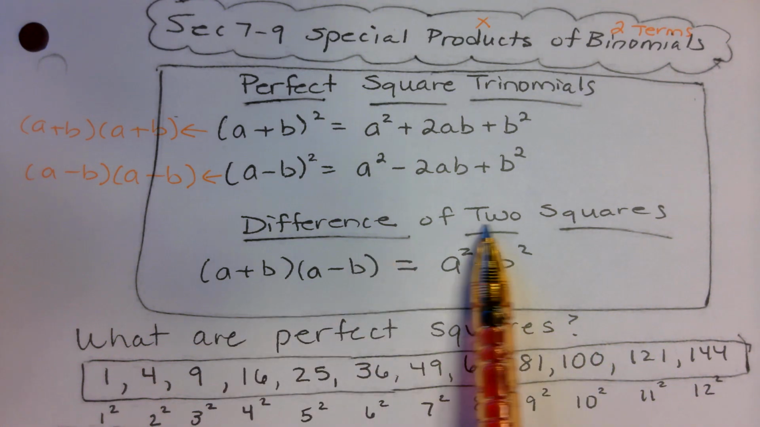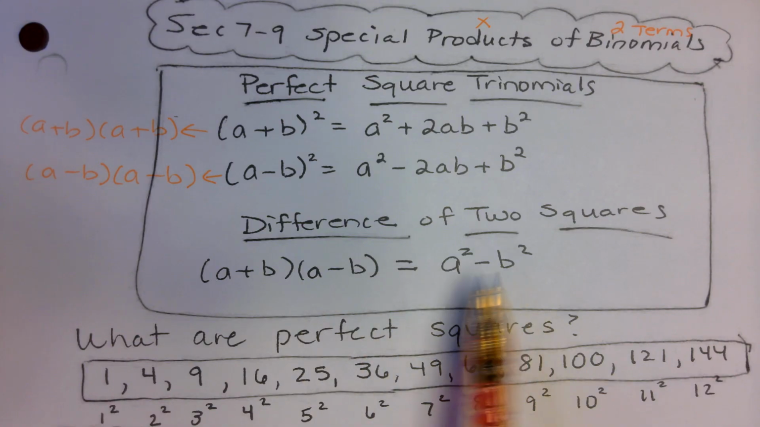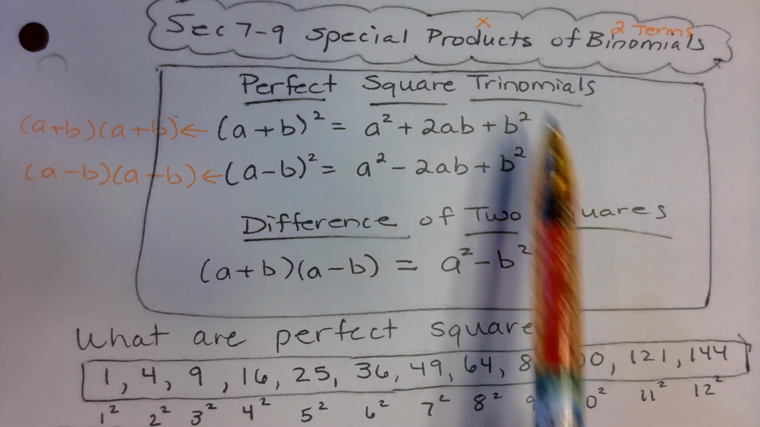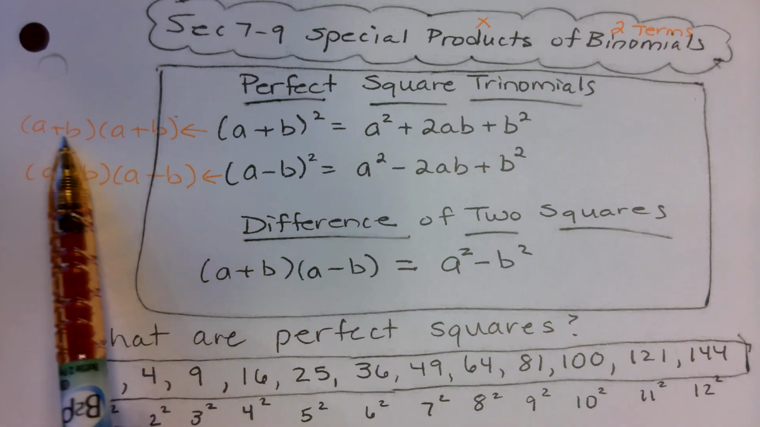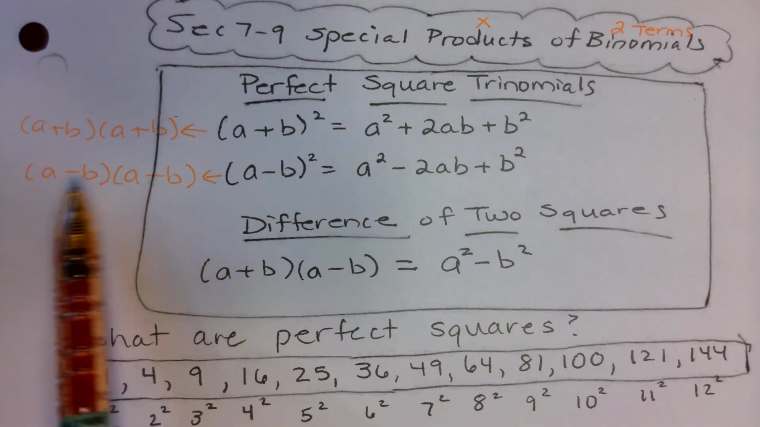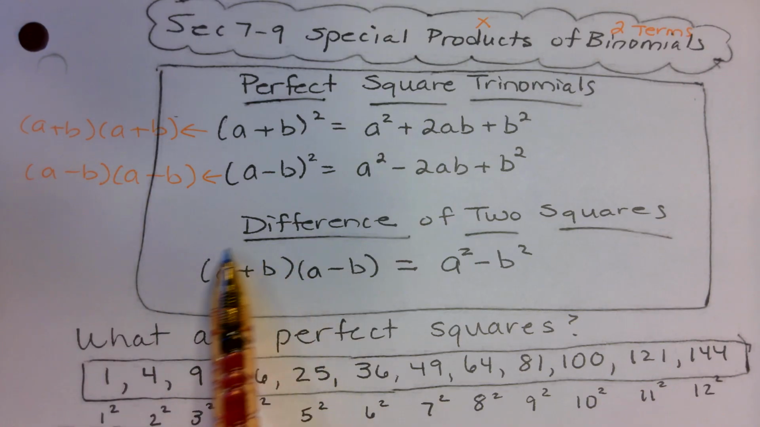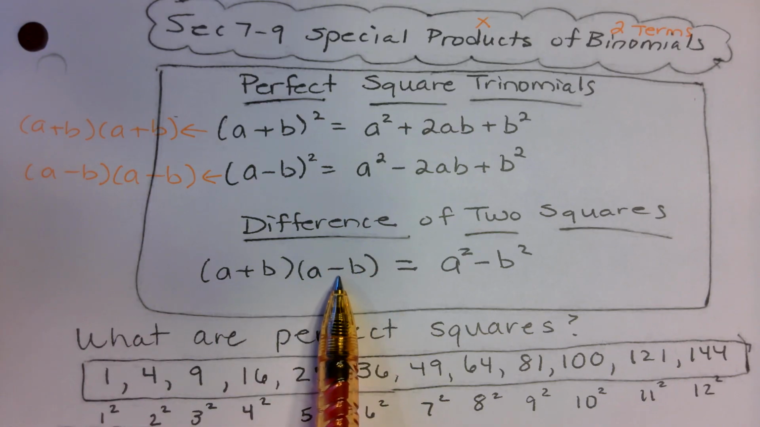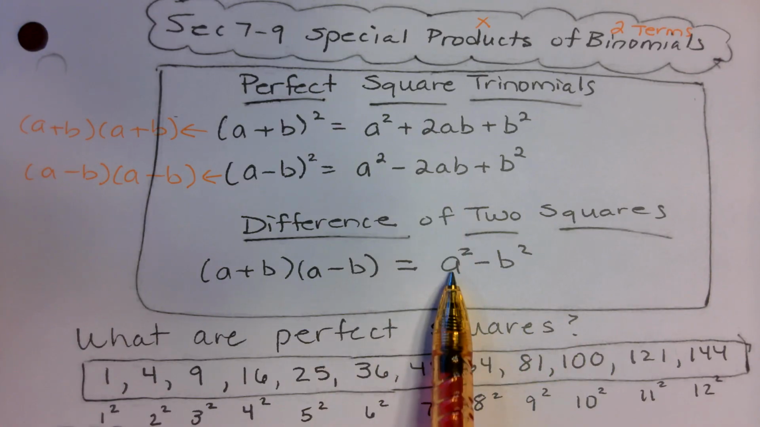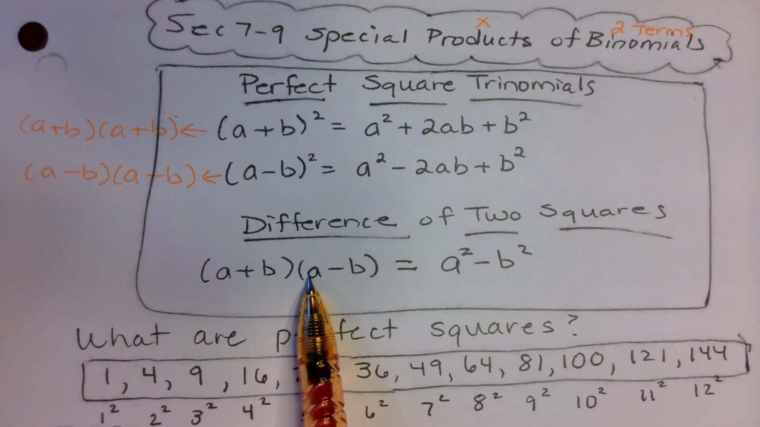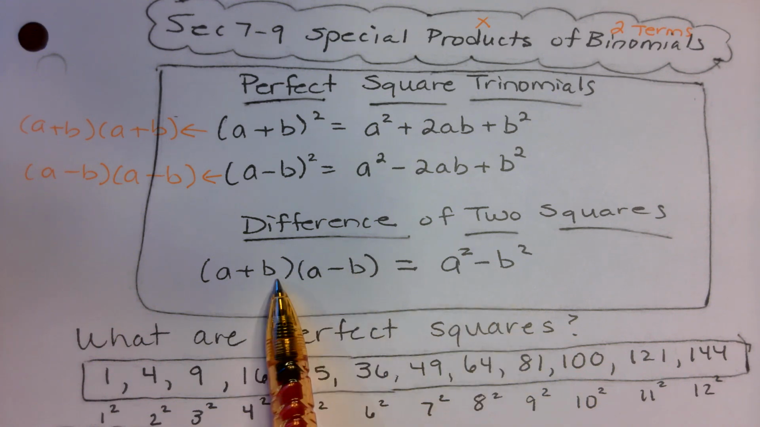When it's a difference of two squares, that's this one here. This is called a perfect square trinomial. This is a difference of two squares. You notice this has both of the same signs. But when you're multiplying the exact same thing, but one's positive and one's negative, that middle term drops out. So you're left with a squared, whatever the a is, minus the b squared. So it's a little bit simpler.